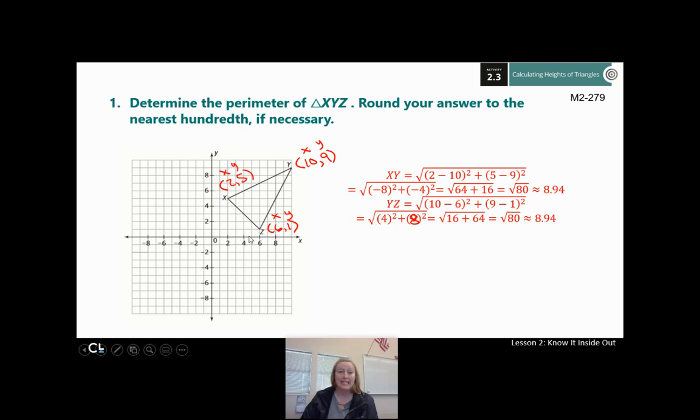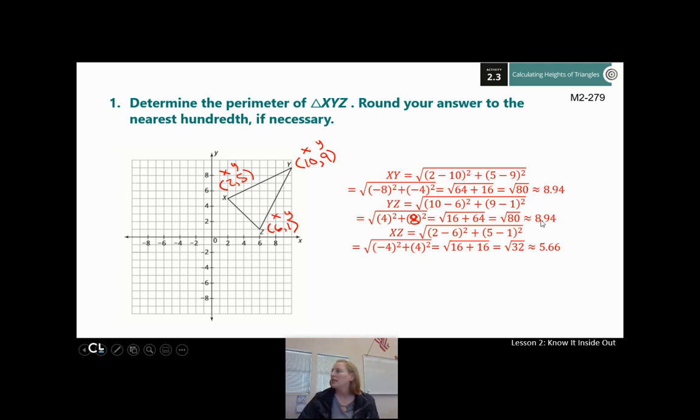And of course, we need to find that third side, right? We need to find XZ. So we'll subtract our X's, 2 minus 6. We'll subtract our Y's, 5 minus 1. 2 minus 6 is a negative 4. 5 minus 1 is a positive 4. Negative 4 squared is a positive 16, and 4 squared is 16. Add those together to get 32, the square root of which is about 5.66.